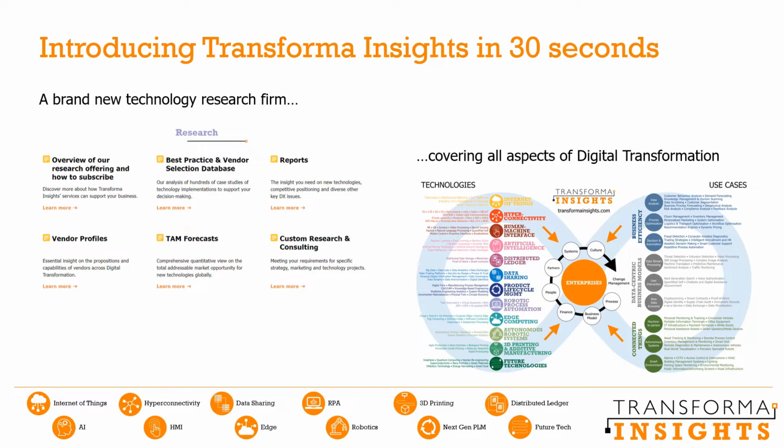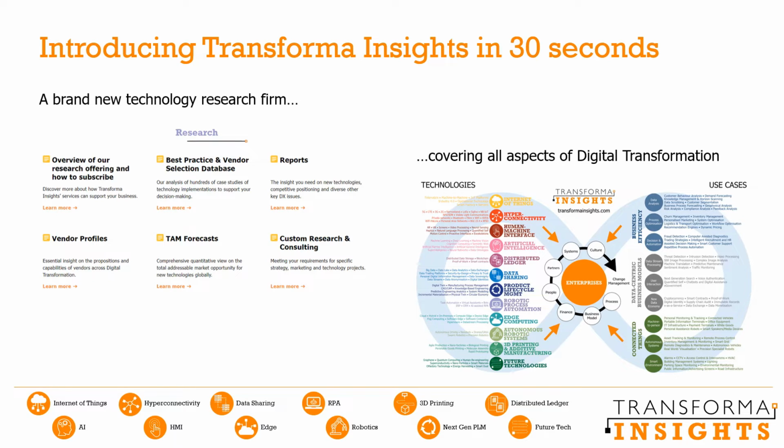As you can see on the right-hand side here, that's a bit of an eyeball chart, but you'll see the same thing on our homepage. And on the left-hand side, there's a range of technologies we cover there, including Internet of Things, AI, hyperconnectivity, HMI, data sharing, edge, and so on and so forth, and use cases that are opportunities for vendors and impacting the end user community.